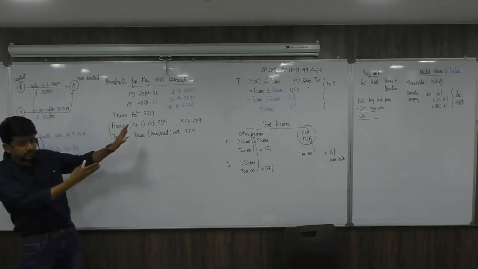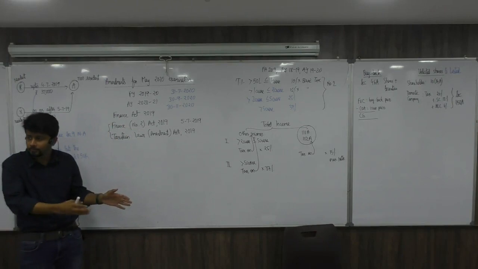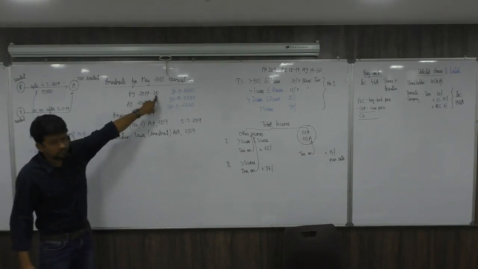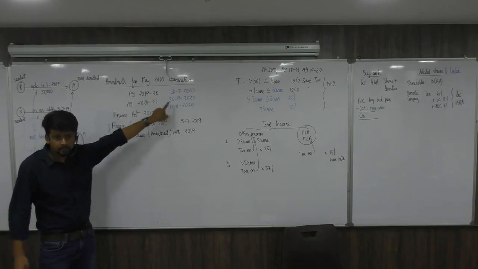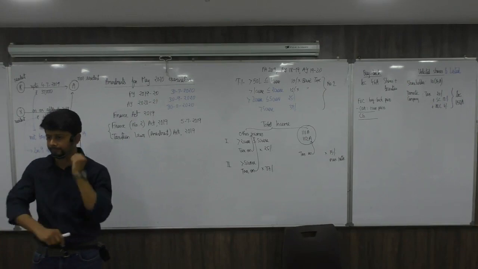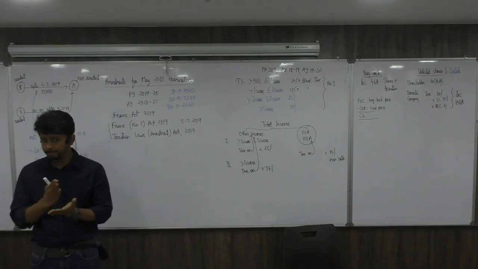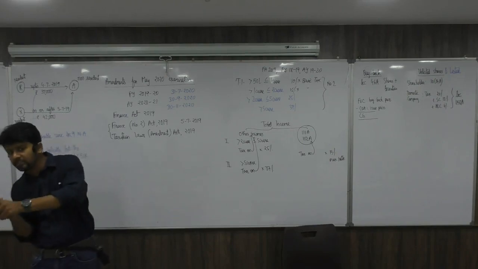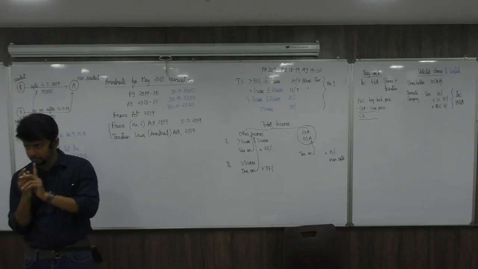Look at those dates properly. Those dates fall in which year? I make a payment after 31st March 2020, but before these dates. I am paying the amount in which year? But since it is on or before the due date, the expense will be allowed as a deduction in previous year 1920. Sure?